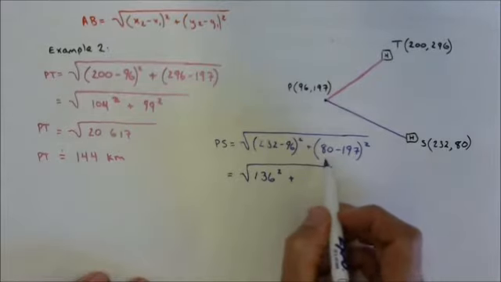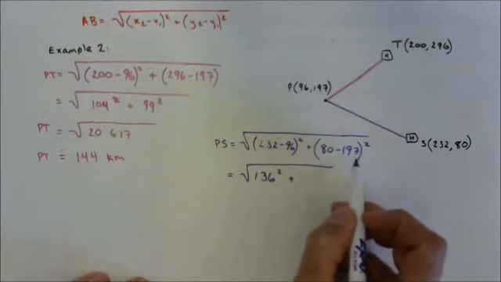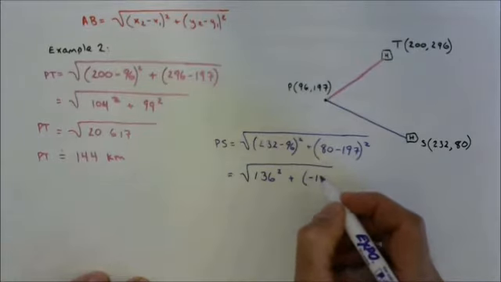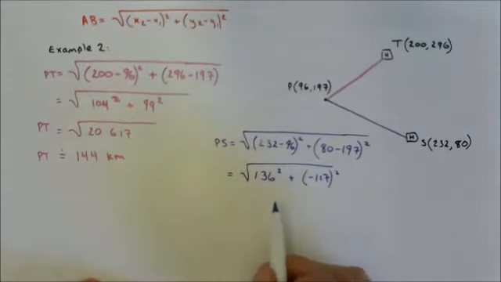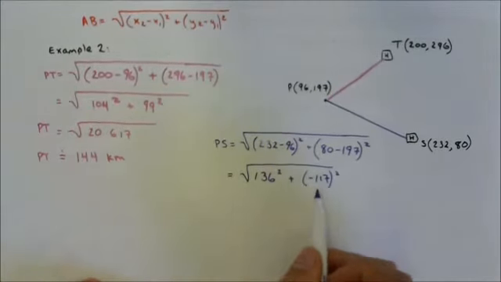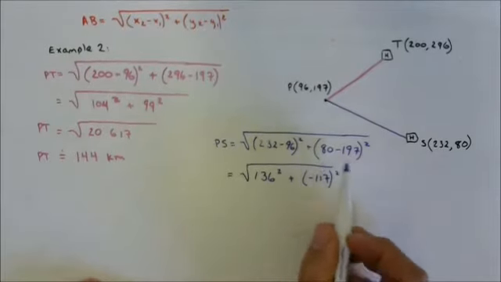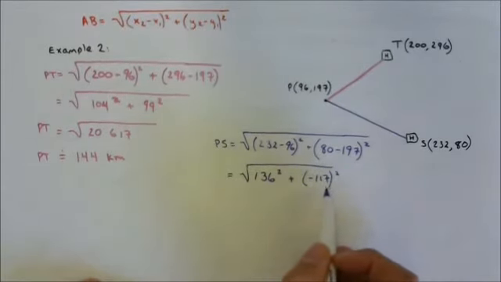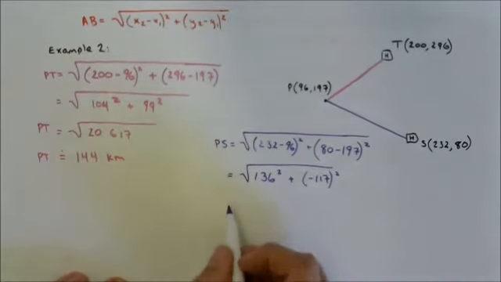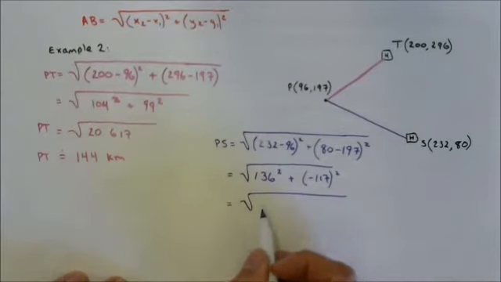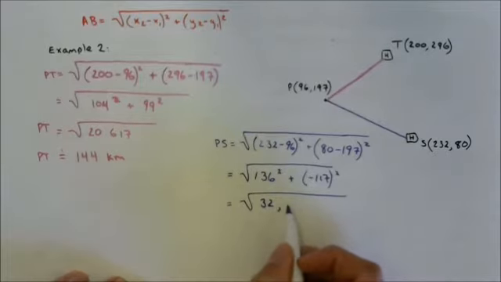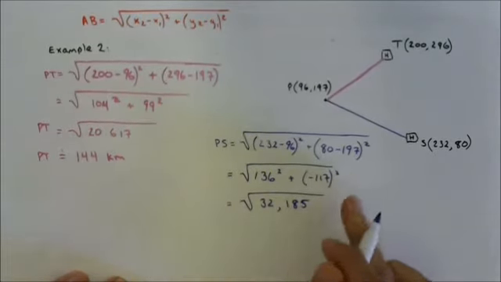And over here, you notice you're going to be into the negatives. 80 minus 197 gets you negative 117 squared. Now, the reason that it makes no difference which point you did first, one way you're going to end up with positive 117, and one way you're going to end up with negative 117. It doesn't matter because once you square it, what happens? It becomes a positive anyway, and 117 squared is going to be the same as 117 squared. So under our radical, under our square root sign, we have 32,185. We're not done yet.